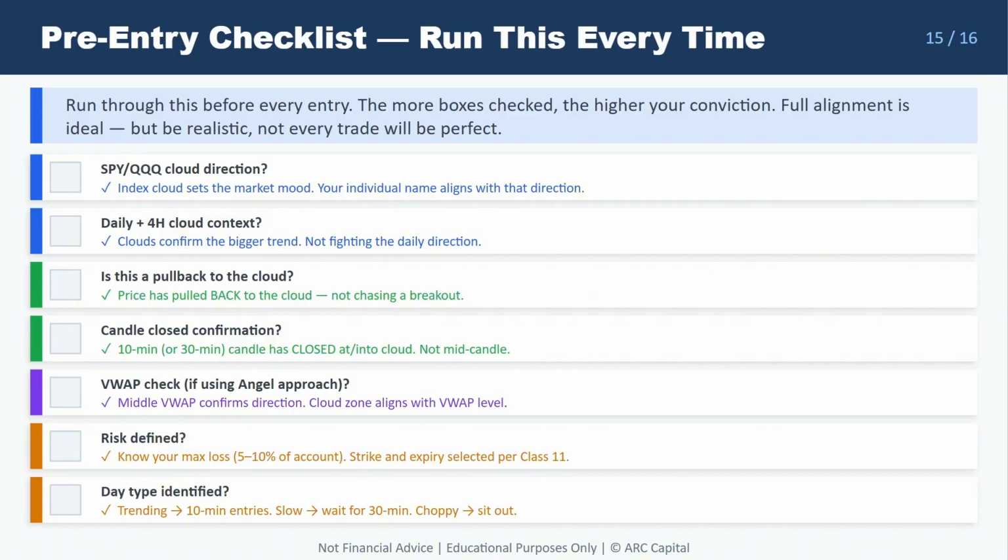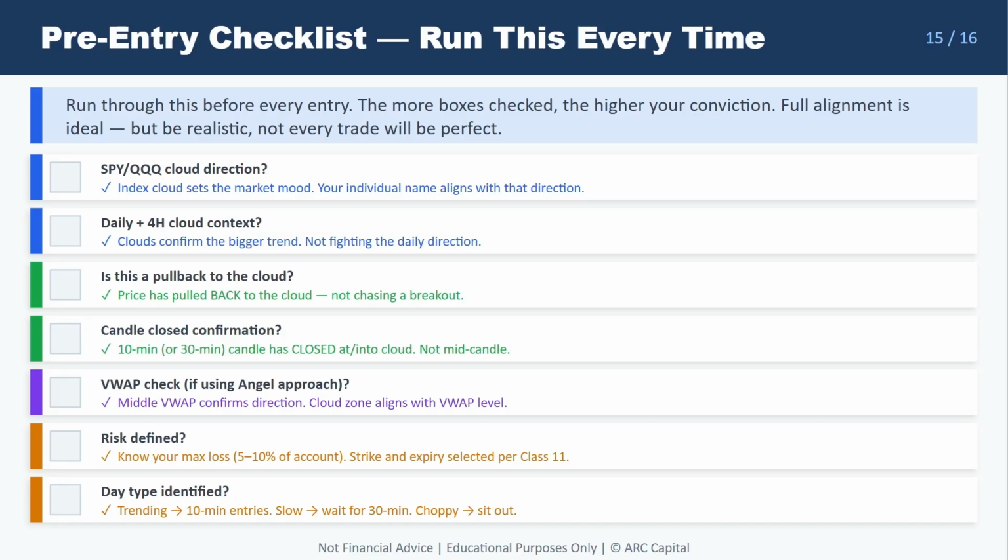What is the daily plus 4-hour context? The clouds confirm the bigger trend on these higher time frames. Is this a pullback to the cloud? Price has pulled back to the cloud and you're not chasing the breakout. You never want to be chasing the breakout. Things always pull back and test for that.